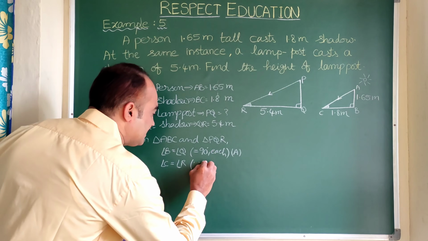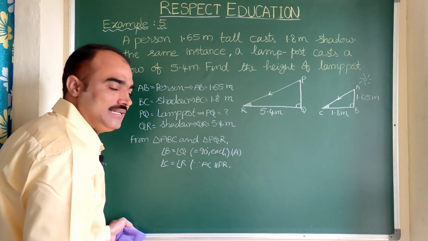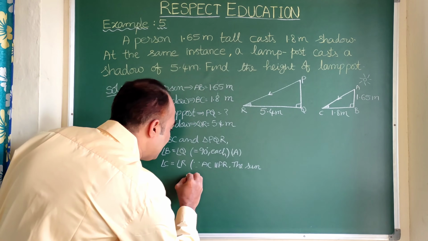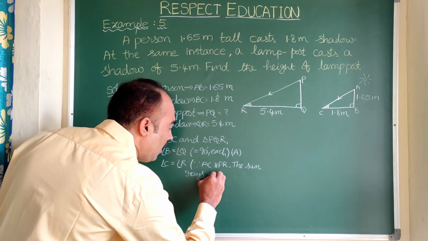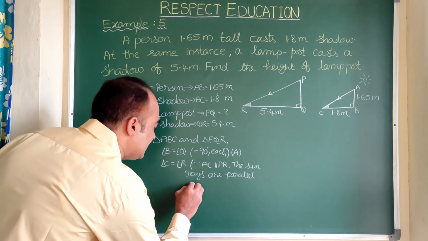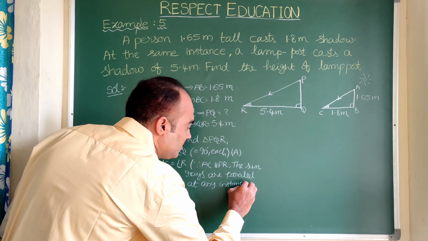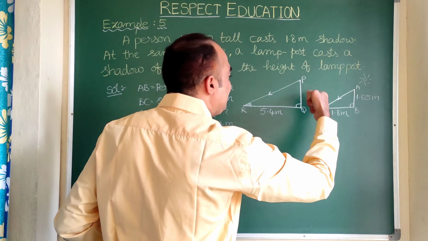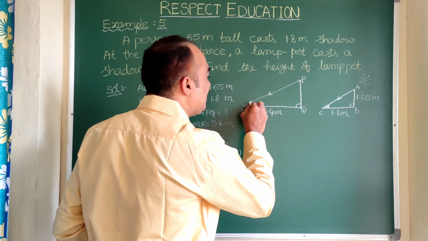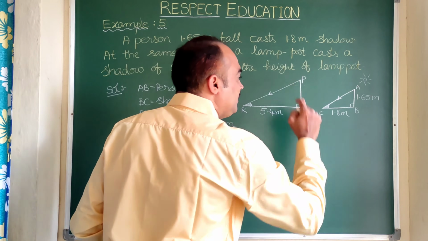So let us write the reason. Since AC is parallel to PR, the reason is that the sun rays are parallel at any instance. So here when AC is parallel to PR, then angle C and angle R, both of them, become corresponding angles. So here these angles are also equal.